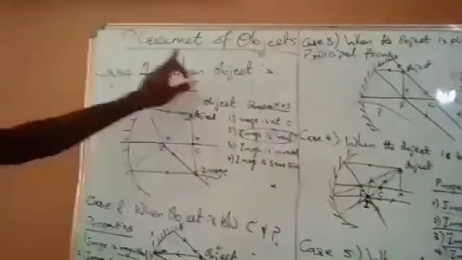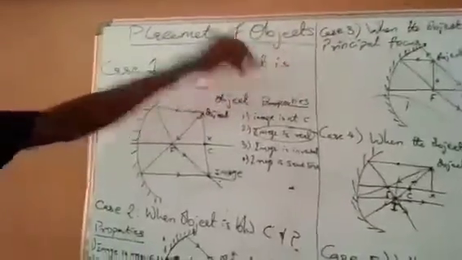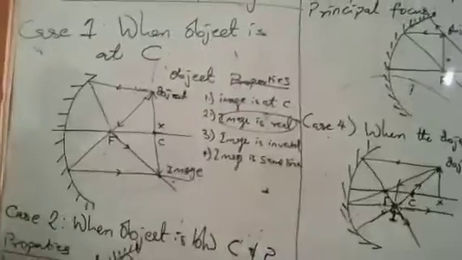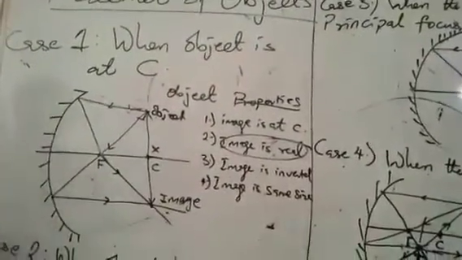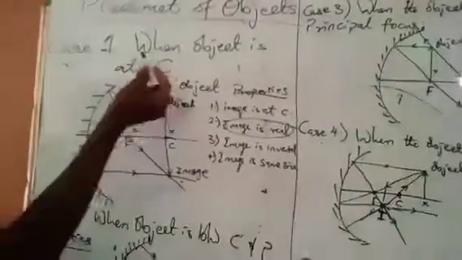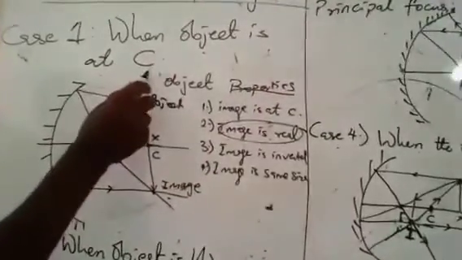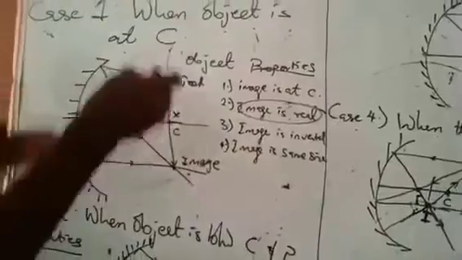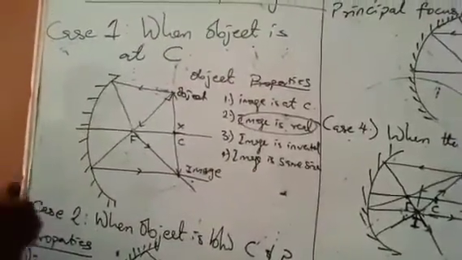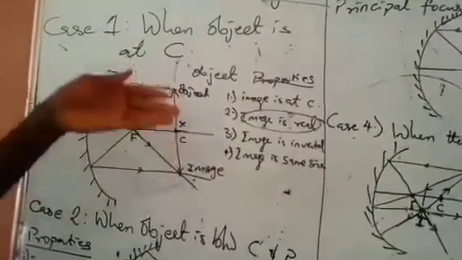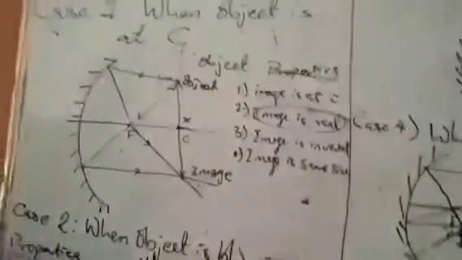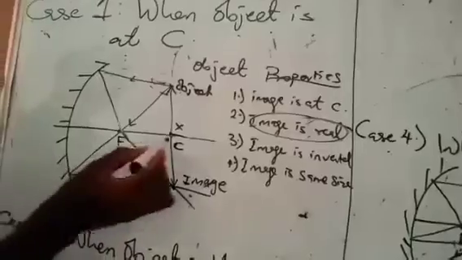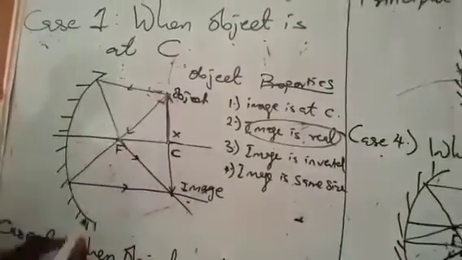Now, look at the placement of the objects and the formation of the images. We have seen how the rays reflect from the objects to the mirror. So now, the first case says, when the object is at C, that means if the object is placed before the mirror at the center of curvature, how does the reflection occur? And then what are the characteristics of the images that are going to be formed? First of all, you can see that this is our center of curvature, C, and so the object is placed at the center of curvature.